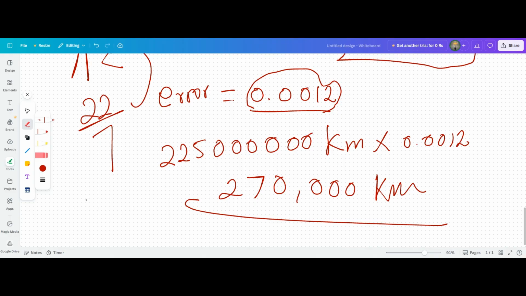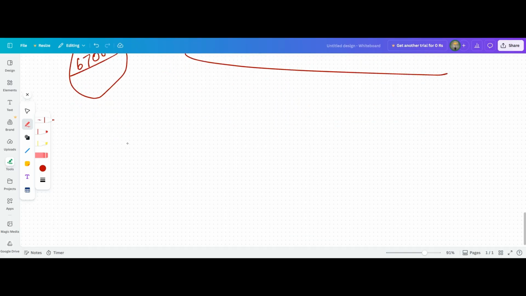The diameter of Mars is around 6,700 kilometers, so it will totally miss the landing zone. That is why the precise value of pi is important. It goes on like that. It doesn't stop.